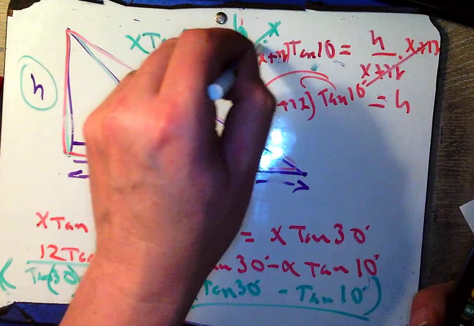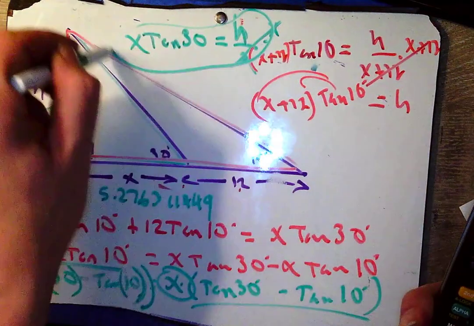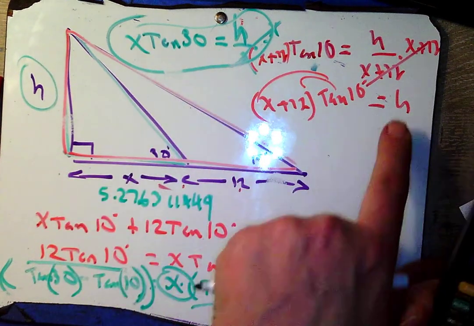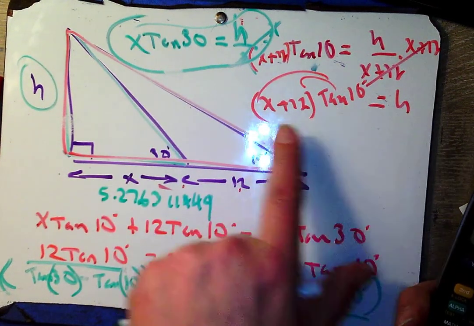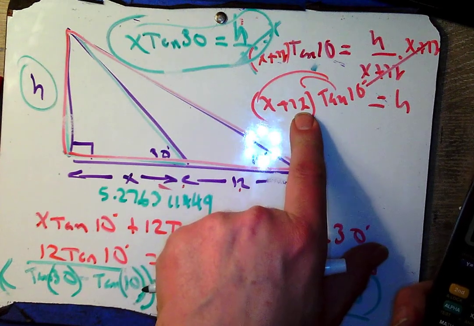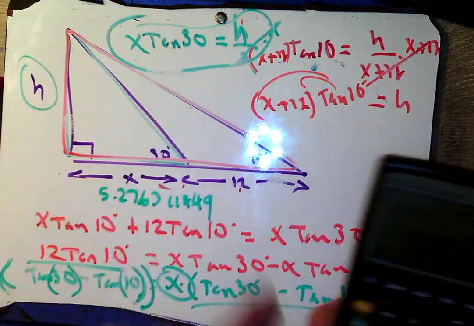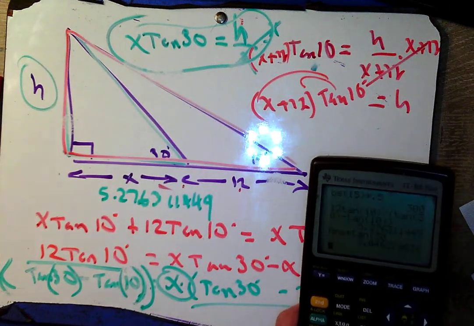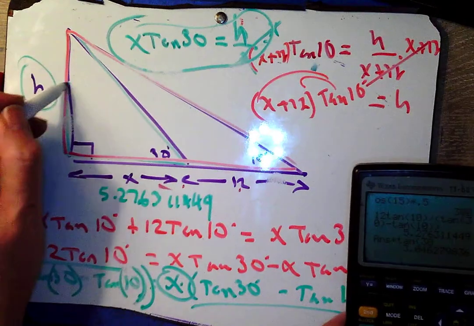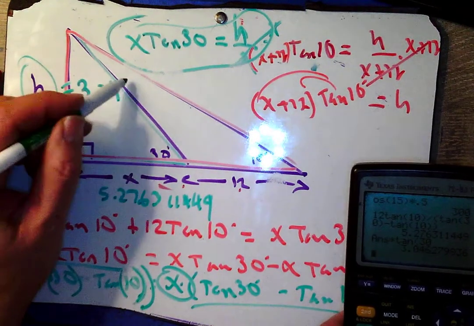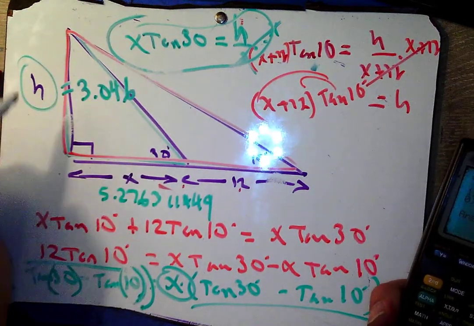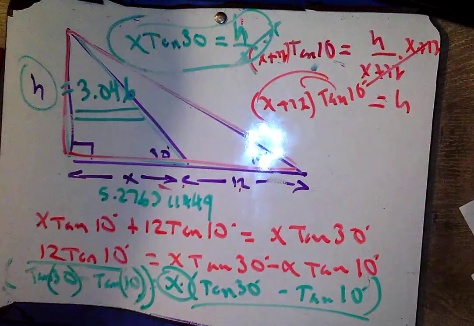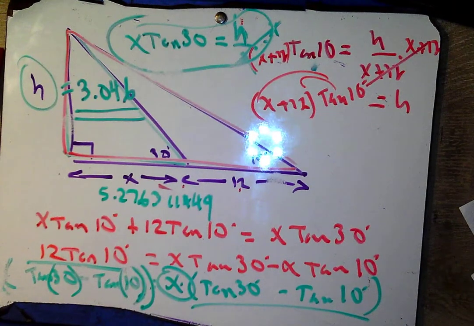Well, luckily, we have this equation right here. H equals x tan 30. I mean, you can certainly find it using this one and do x plus 12 times tan 10. But this looks a little easier, so I'm going to take that x value and multiply by tangent of 30. And I get that h equals 3.046. And do we have units here? No, we do not. All right, so there's that one. One more? Sure.